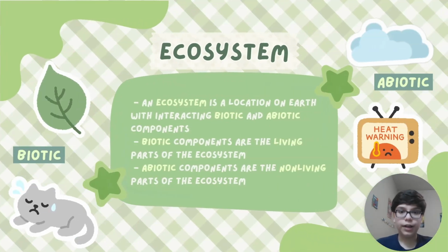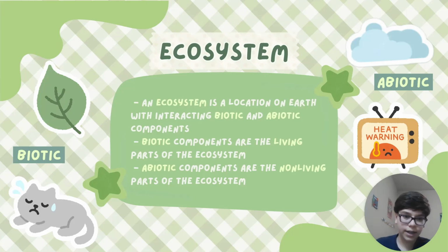So let's start off with what is an ecosystem? So an ecosystem is a location on Earth with interacting biotic and abiotic components. A biotic component is a living part of the ecosystem. These are all of your living organisms, everything from animals, plants, bacteria, fungi. An abiotic component is a non-living part of the ecosystem.